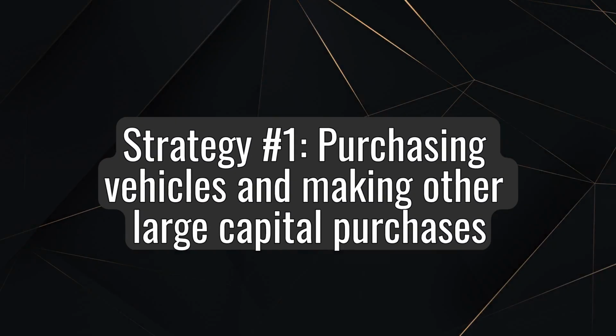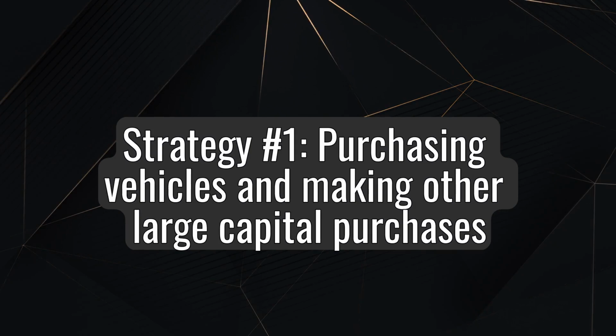All right, so strategy number 1, the first way. The first thing I did with infinite banking, with my policy when I got it, was I purchased a vehicle. All right. And it doesn't necessarily have to be a vehicle in your life. Maybe you already have a vehicle, but just in general, any large capital purchase that you make, your infinite banking policy, your whole life policy can be a great way to make those purchases.